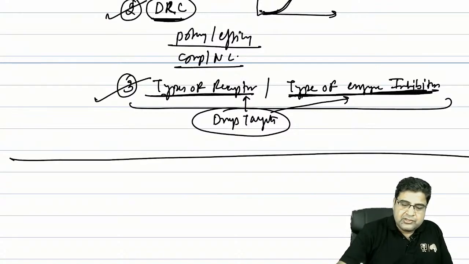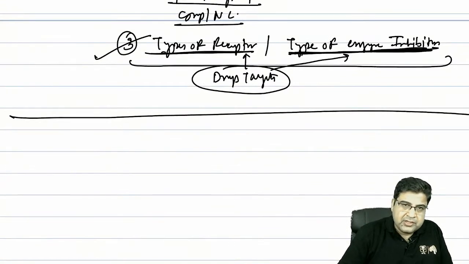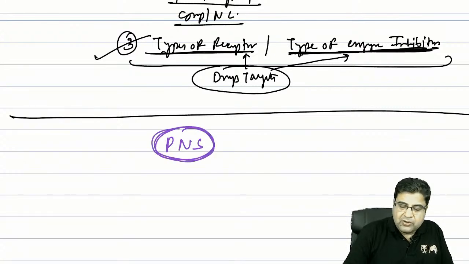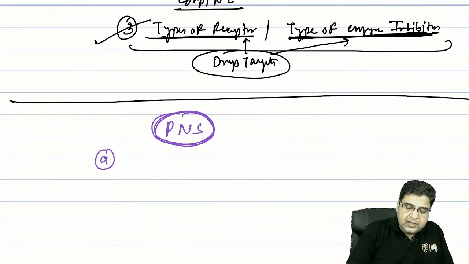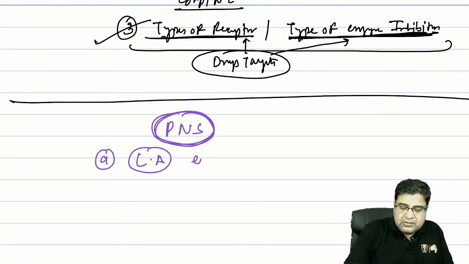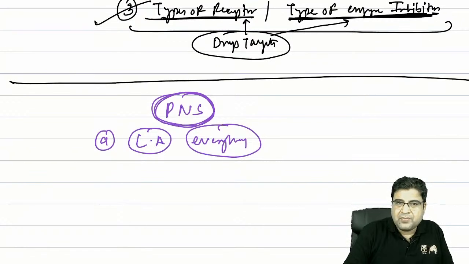Now after this general pharma, if you move on to the third topic that can be asked in your exam, it is local anesthetic drugs. So we have a peripheral nervous system. Peripheral nervous system is a topic where everything is relevant in respect of local anesthetics. So everything is important for local anesthetics.